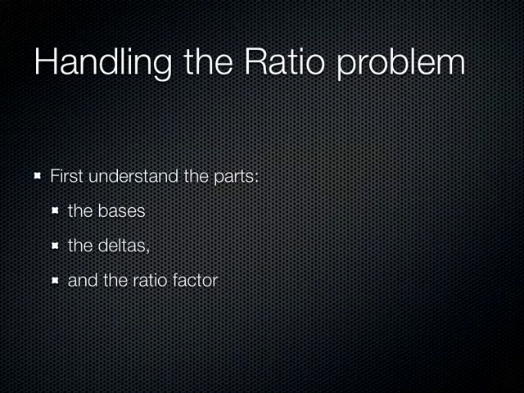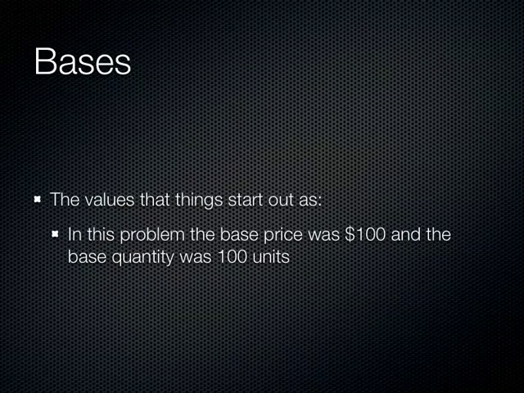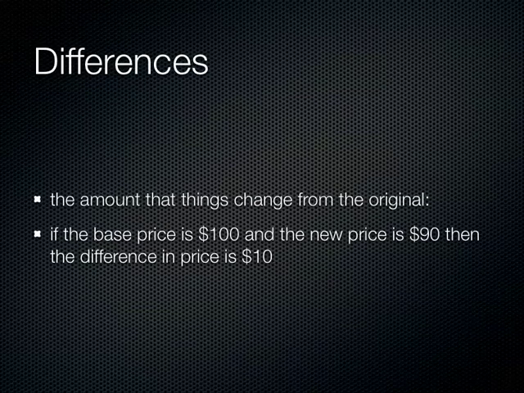Now, we got to look at the parts. There's the bases, the deltas, and the ratio factor. The values that things start out as are the bases. In this problem, the base price was $100 and the base quantity was 100 units. The differences are the amount that things change from the original.